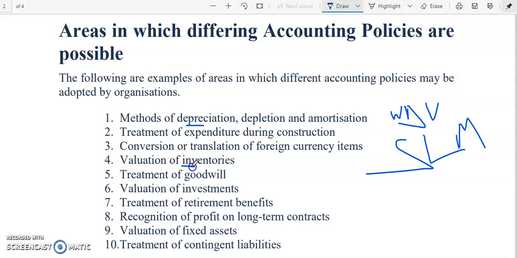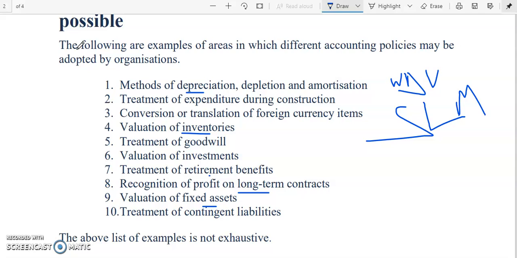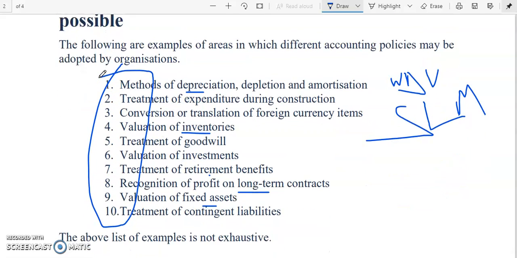Similarly, for valuation of inventory, you can follow the FIFO method, the average method, or the LIFO method; LIFO is not allowed by AS2. There are also different accounting policies for treatment of goodwill, valuation of investment, retirement benefit, recognition of profit on a long-term contract, valuation of fixed assets, and treatment of contingent liability. Such policies are followed by various organizations. This list is not limited; there may be many areas in which different accounting policies are possible.